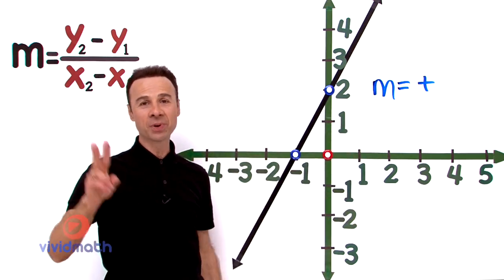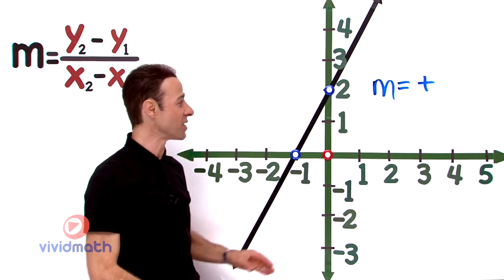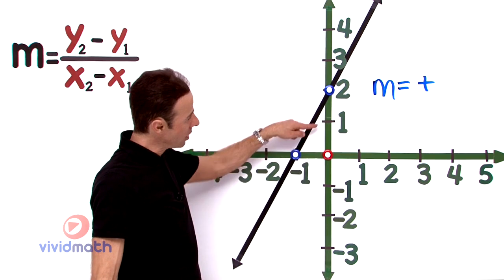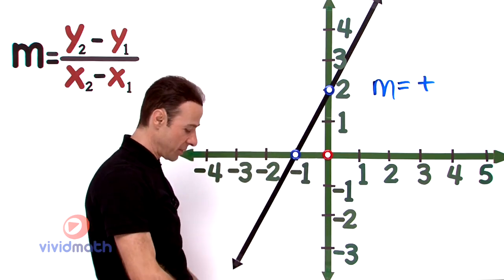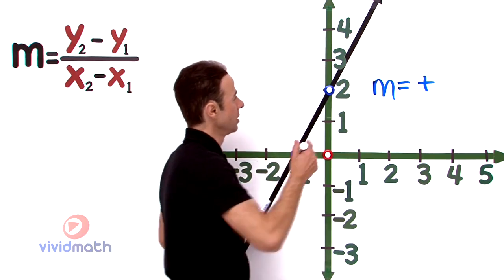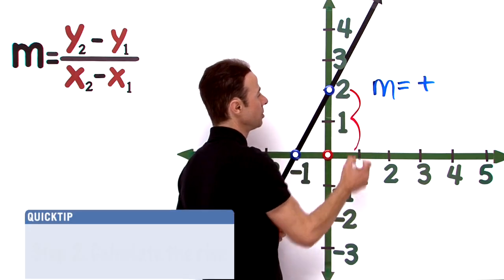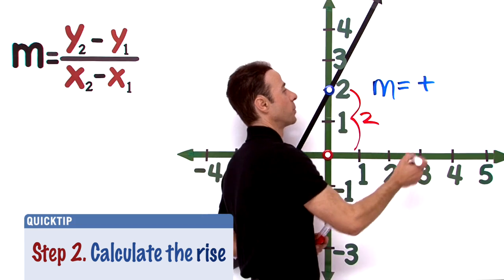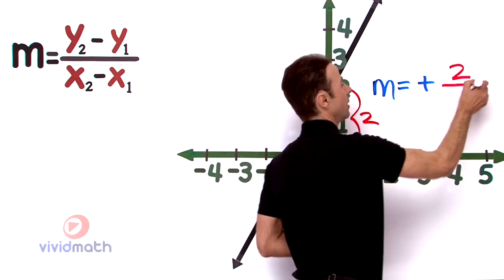Now, step number 2 is identify the rise. So as we look at the rise of this line, we go up 1, 2. So we're going up 2. Let me just mark them out. So it's 1, 2. So the rise is 2. Let's put that in. So that equals 2 over.